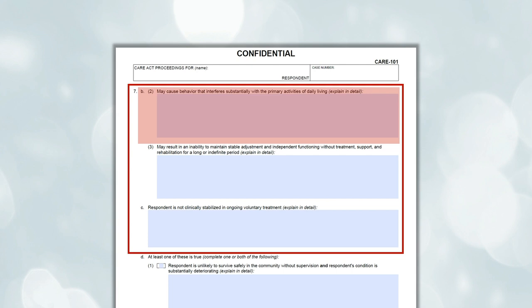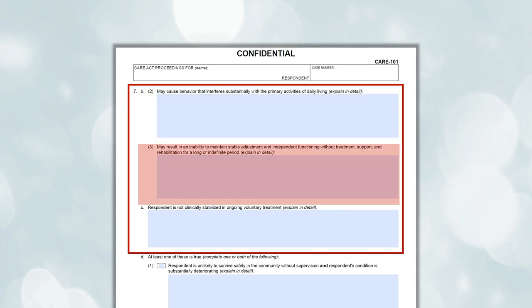Are elements of their psychosis, for example, delusions or hallucinations, causing them to act out aggressively or also causing others to react aggressively to them? You should also explain how their serious mental disorder may result in an inability to maintain stable adjustment and independent functioning without treatment, support, and rehabilitation for a long or indefinite period of time. Here, you should include details speaking to the respondent not being clinically stabilized in ongoing voluntary treatment. Describe why you believe the respondent is not being adequately supported in a voluntary treatment program, such that their condition and symptoms are not stabilized in their current treatment program.